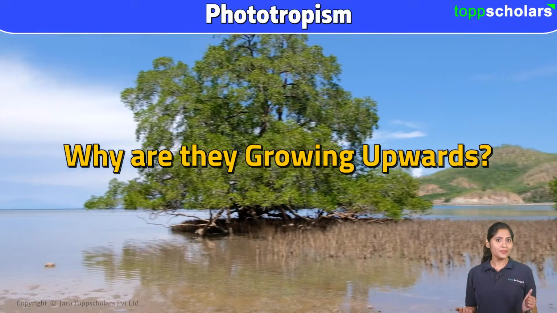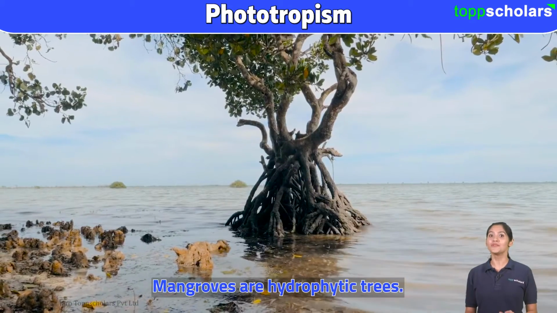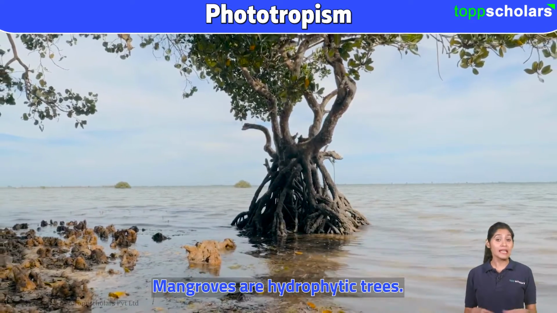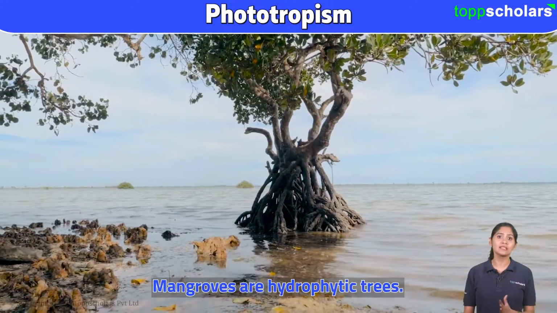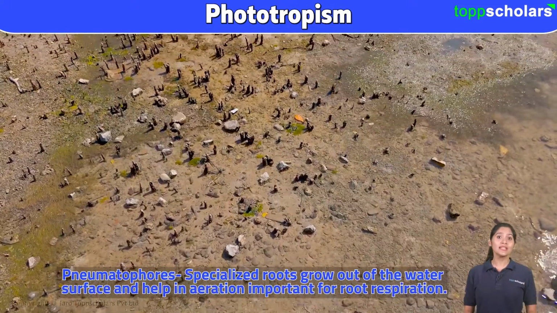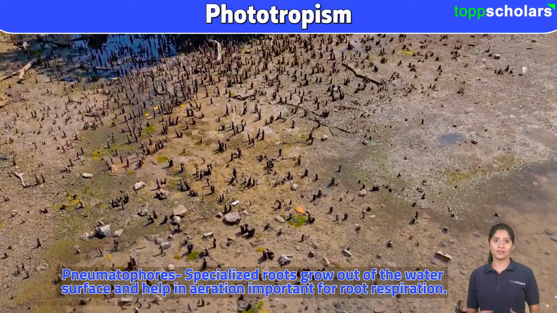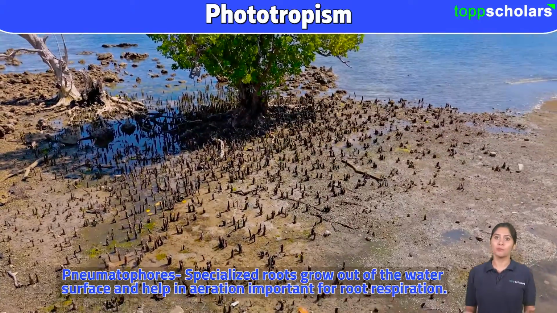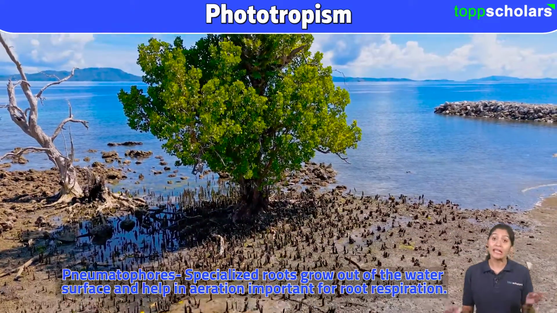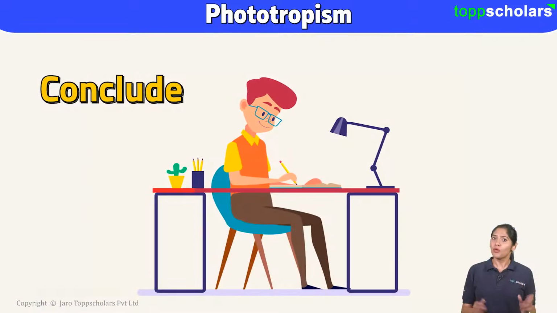Why are they growing upwards? Because mangroves are hydrophytic trees. They grow on land which is mostly underwater. So the specialized roots grow out of the water surface and help in aeration important for root respiration in the mangroves. So what do we conclude?